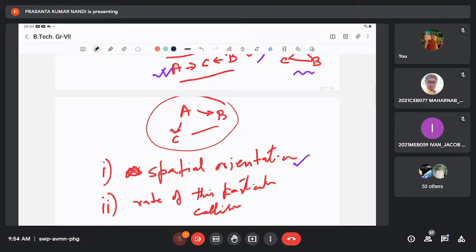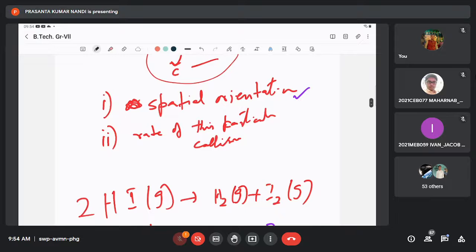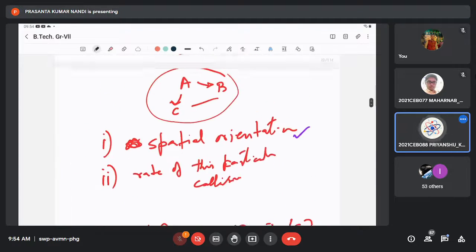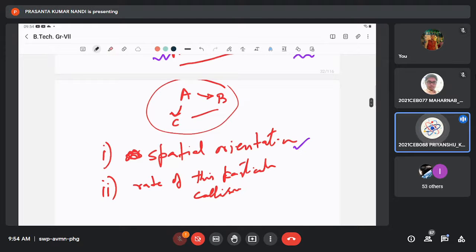Okay. Sir, what is the second point written? Rate of this particular collision. Okay, okay.